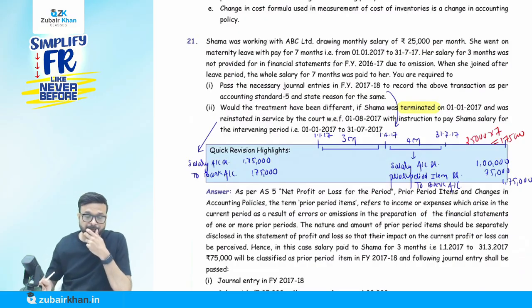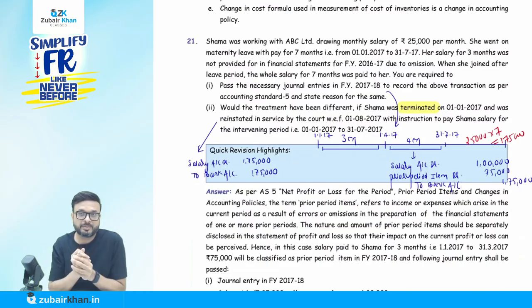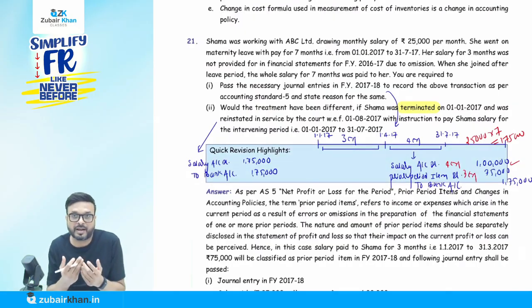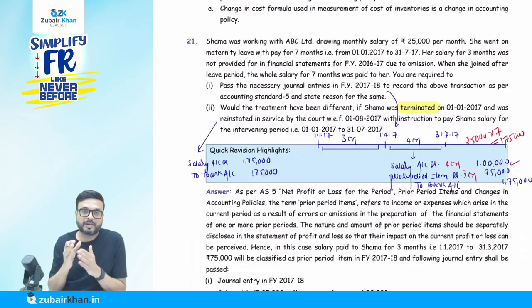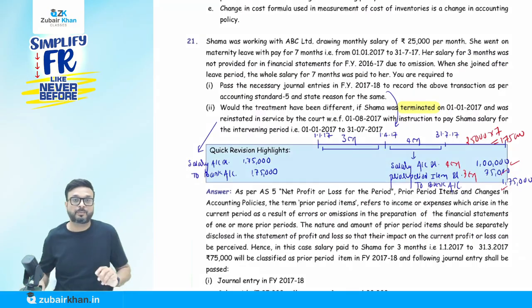Now what happened? Of these 7 months, 3 months belong to last year, so that 3 months' expense should have been recorded last year. It means we made certain errors in the past, and now we are rectifying them. For the 4 months, no problem: 25,000 multiplied by 4 is the salary for the current year. But the 3 months belonging to the last financial year is a prior period item. So the entry is: prior period item debited and bank account credited, because we paid 1,75,000.